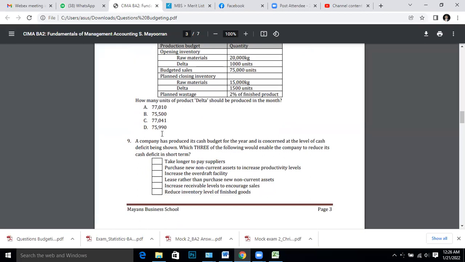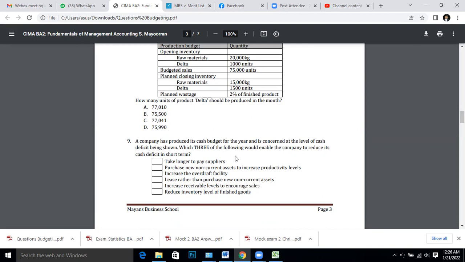A company has produced its cash budget for the year and is concerned at the level of cash deficit being shown. Which three of the following would enable the company to reduce its cash deficit in the short term? Take longer to pay suppliers. See, you're talking about short term deficit, right? Yes, discussing or negotiating with suppliers and delaying the payments is one option.